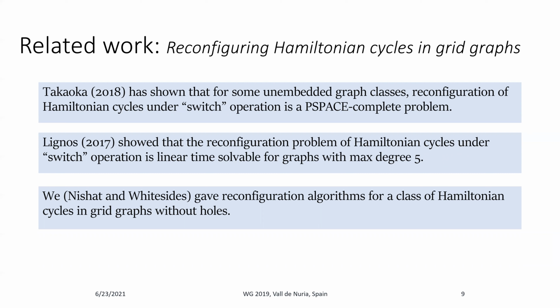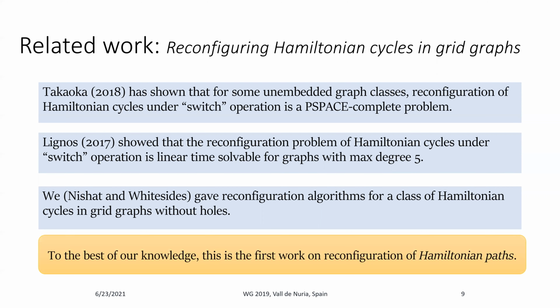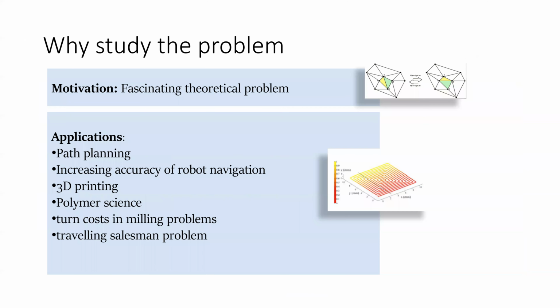Reconfiguring Hamiltonian cycles in grid graphs is a relatively new topic. Takaoka has shown that for some unembedded graph classes, the reconfiguration problem is PSPACE-complete under the switch operation. Ignus, on the other hand, has shown that under the same switch operation, the problem is linear time solvable if the maximum degree of the graph is 5. Nishat and Whitesides gave reconfiguration algorithms for a class of Hamiltonian cycles in grid graphs without holes. But to the best of our knowledge, this is the first work on reconfiguration of Hamiltonian paths.